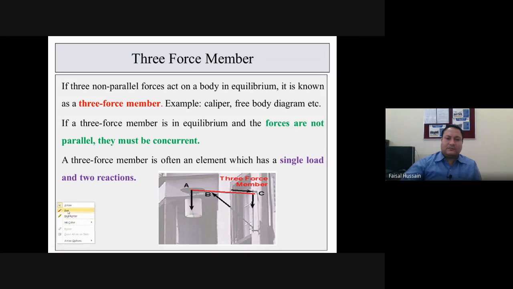Now, for example, take the case of free body diagrams. For example, free body diagram of a jib and crane mechanism. That is the example of three force member. Here forces are not parallel, but they must be concurrent. A three force member is often an element which has a single load and two reactions. So there will be two reactions and load will be single, and best applicable in free body diagrams where we apply the Lami's theorem.